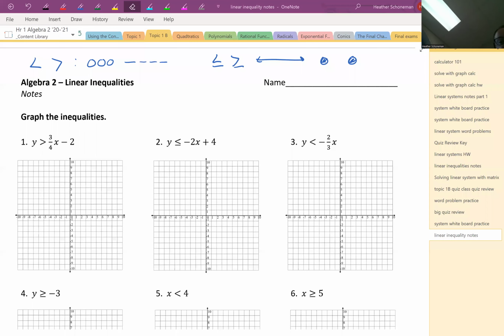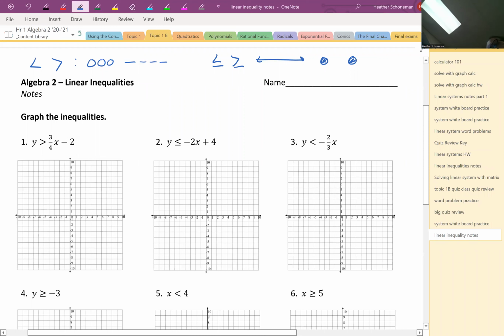Okay, this video is on how to graph linear inequalities. And because it is a video, you can pause it whenever you need to, or you can rewind. Don't feel like you need to keep up with everything because I might be writing a little fast since I'm just talking to myself.